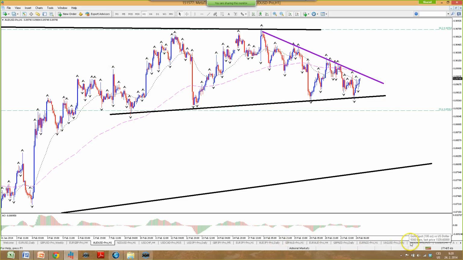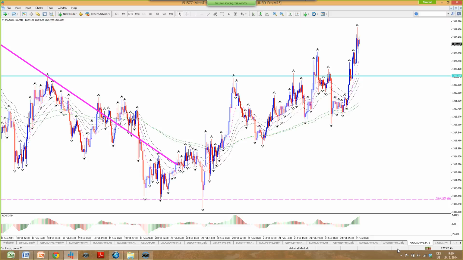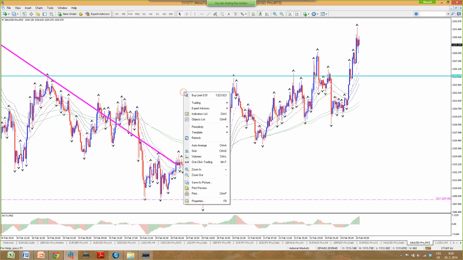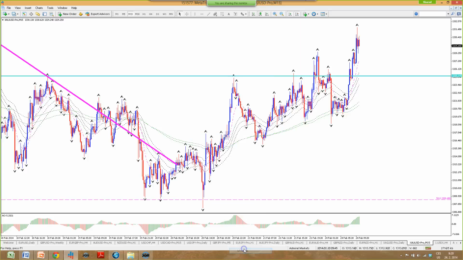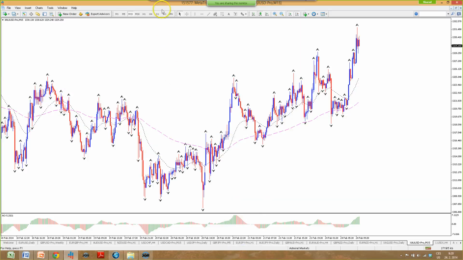So, with that said, let's take a look at XAU USD. If you have any questions, by all means, let me know, and we'll take a look at that. In the meantime, let's take a look at gold.